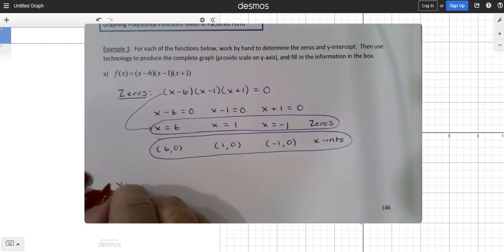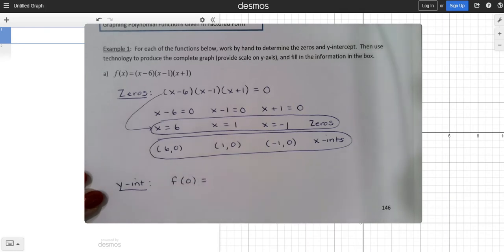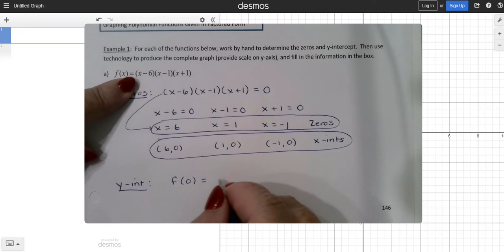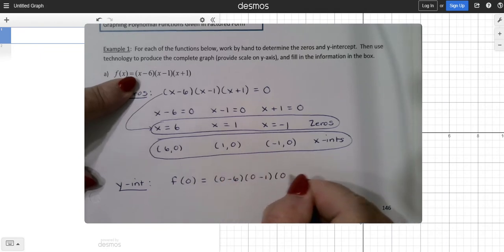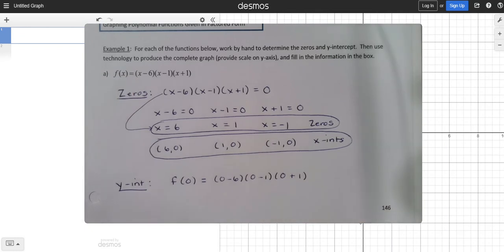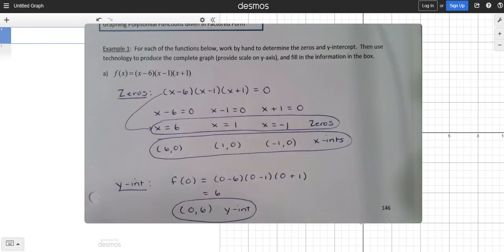All right, the y-intercept. That's just plugging in x equals 0 or finding f of 0. So if I do that, I would have 0 minus 6, 0 minus 1, and 0 plus 1, which is going to give me positive 6. So (0, 6) is my y-intercept. I'm going to put all of that information onto my graph by hand, and then I'm going to be using Desmos to help me from there.